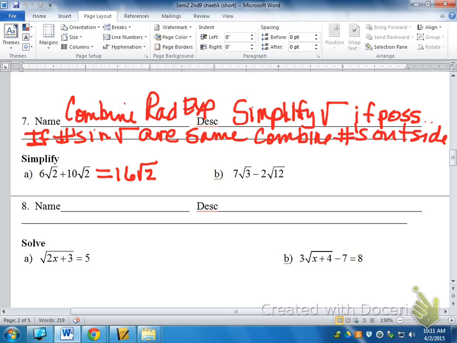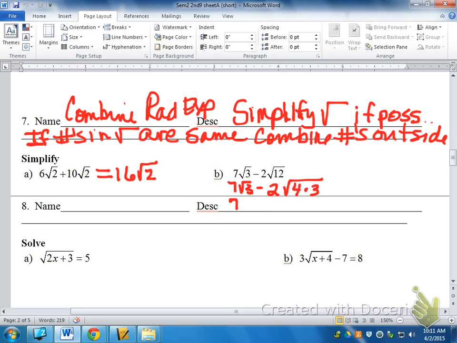All right, so B, 7 radical 3 minus 2 radical 12. So it says simplify radical if possible. Well, in this case, it is possible because 2 radical 12, I think I can find a perfect square in there. So I'm going to leave 7 radical 3, but this 2 radical 12, I'm going to look at the 12. Is there a perfect square factor in 12? What is it? Yeah, a 4, so that makes it 4 times 3.